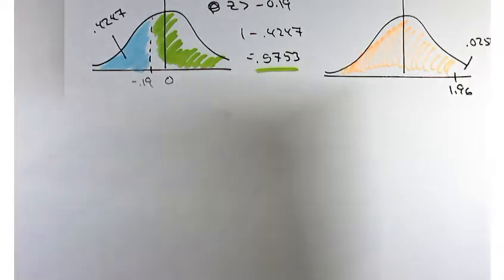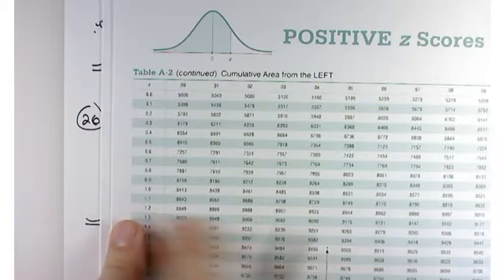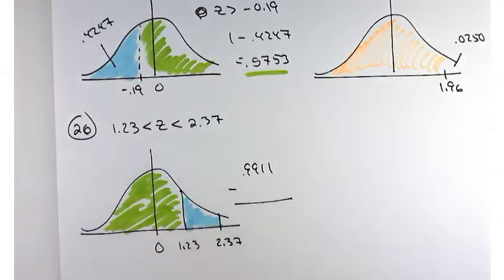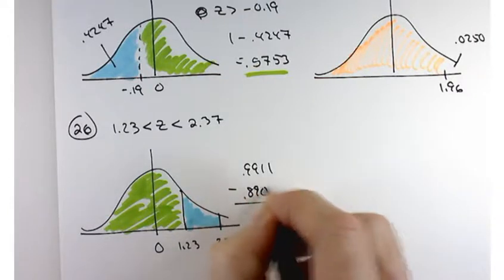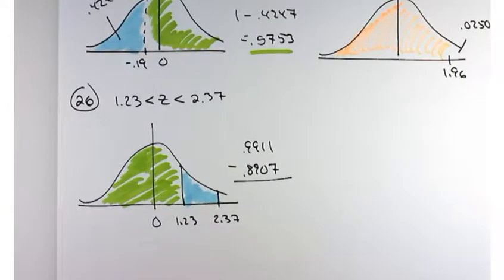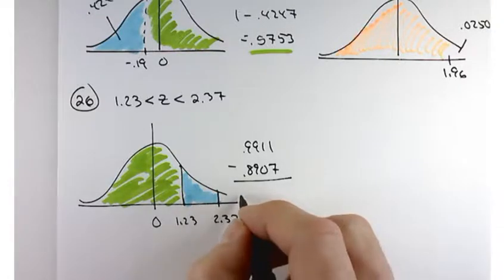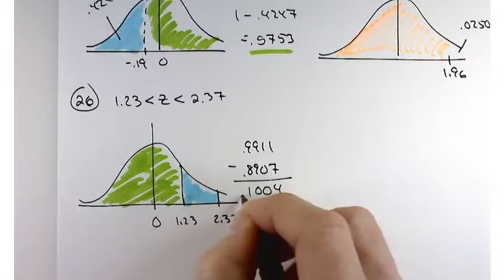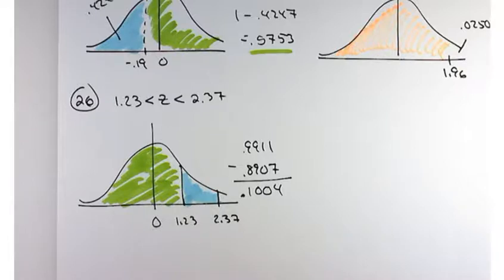Now the area to the left of 1.23, a little bit easier, 0.8907. So 0.1004. Double check me on that. Math was never my strong suit. All right, good. Thank you. A couple people caught that.